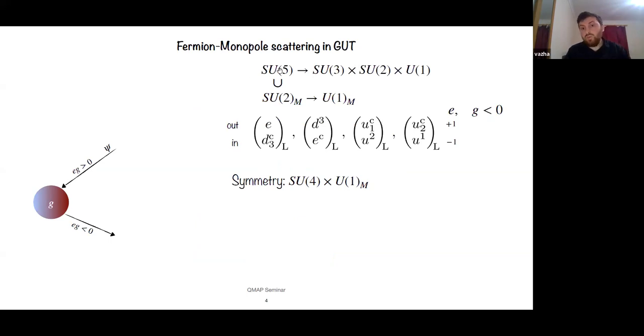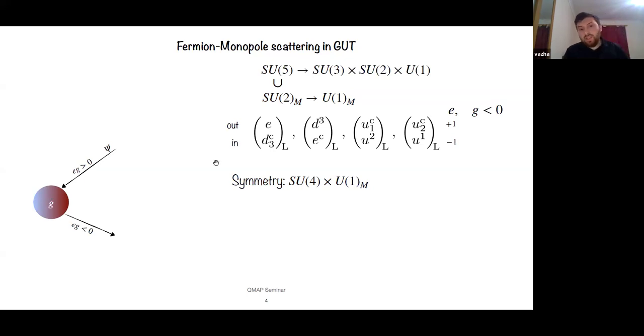I will consider SO5 GUT that breaks down to the Standard Model. We know that under this breaking, a certain SO2 subgroup of SO5 breaks down to U1, and during this breaking, we have magnetic monopoles that we usually call GUT monopoles, and I will study scattering of Standard Model fermions on this GUT monopole.